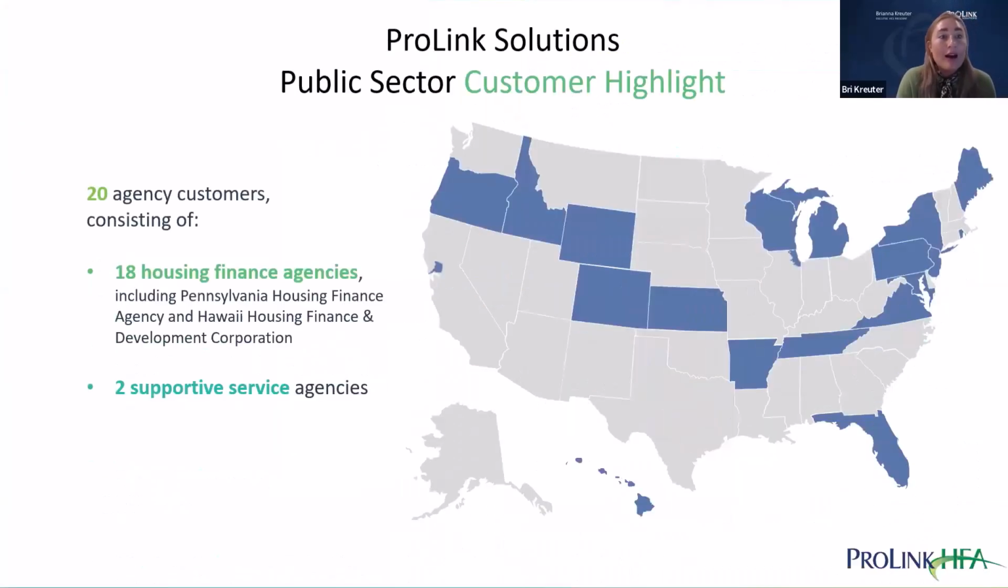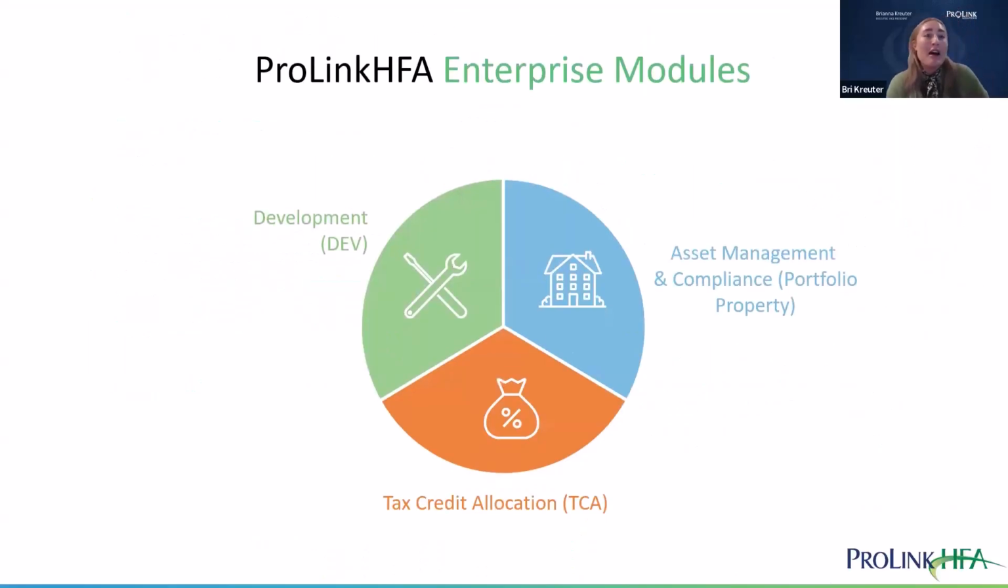Moving forward, this is just a quick picture of our existing clients. Those of you involved in user group or new clients who have recently come on board, you are one of a total of 20 agencies that use ProLinkHFA. We support 18 housing finance agencies and 2 supportive services agencies within the states of California and New York. And then we're currently onboarding Pennsylvania Housing, Hawaii Housing, and Maryland. Those are our newer agencies. So thank you for being here. Thank you for being our clients and our partners.